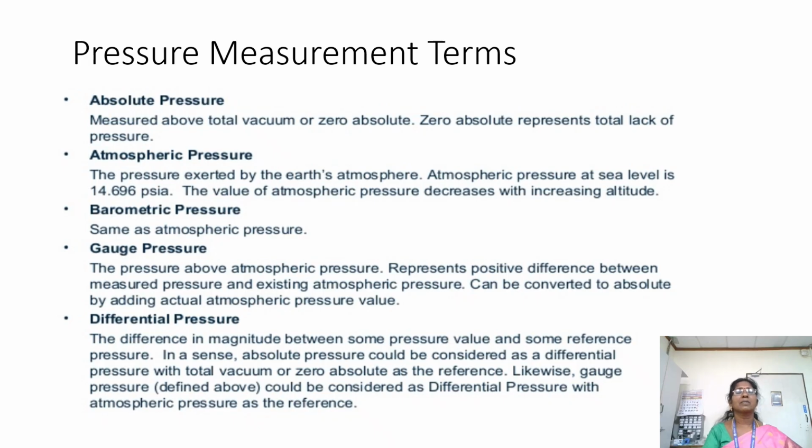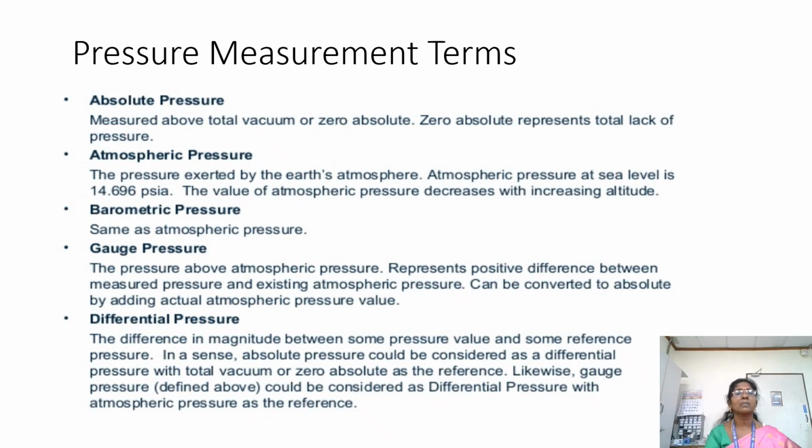Pressure measurement terms, the different types of pressure. Absolute pressure means measured above total vacuum or zero absolute pressure. Zero absolute represents a total lack of pressure. Next is atmospheric pressure, the pressure exerted by the earth's atmosphere. Atmospheric pressure at sea level is 14.7 psia. The value of atmospheric pressure decreases with increasing altitude. Next is barometric pressure, same as atmospheric pressure.